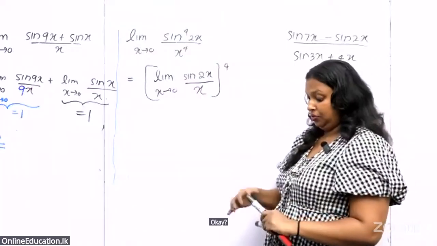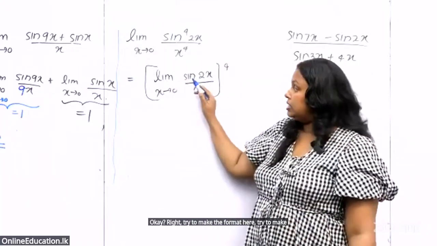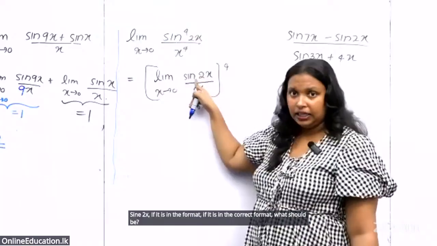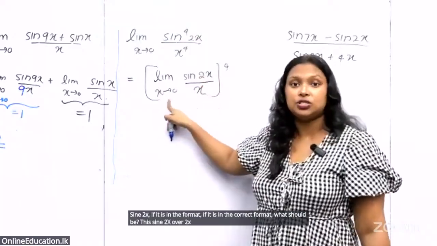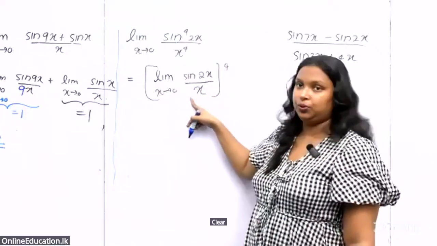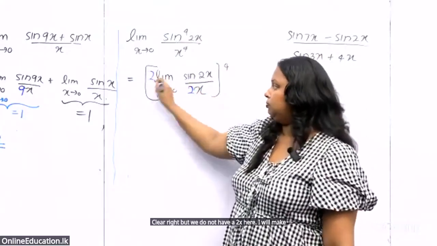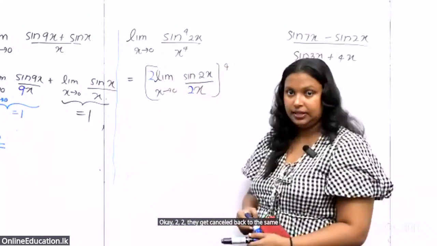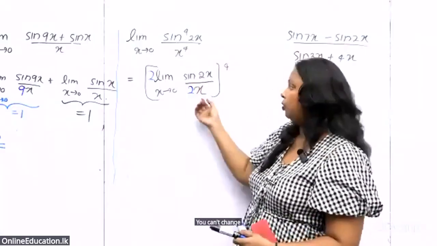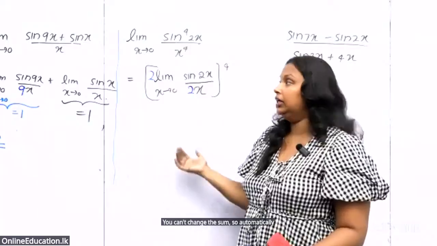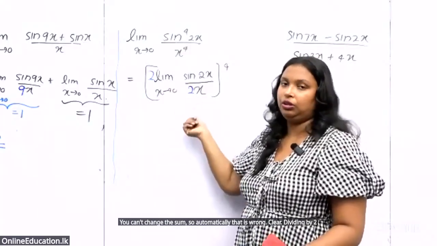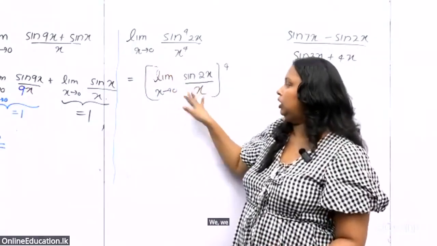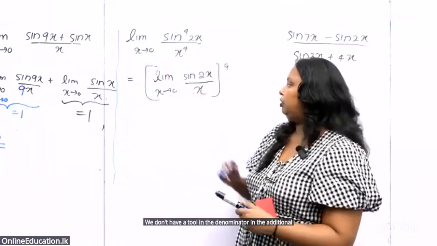Okay, right, try to make the format here. See, sine 2x, if it is in the correct format, what should it be? This sine 2x over 2x when 2x tends to 0. Clear? But we don't have a 2x here. I will put 2 and remove 2. They get cancelled back to the same thing that you had previously. You can't change the sum. Putting 2 in the denominator means you're dividing by 2, and we don't have a 2 in the denominator in the original question, right? So when you put a 2, we have to remove 2.